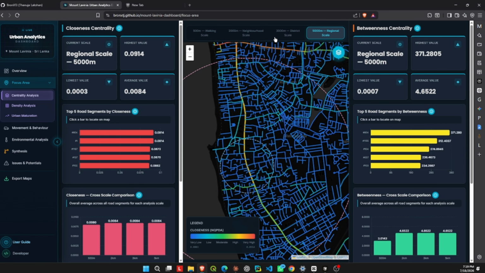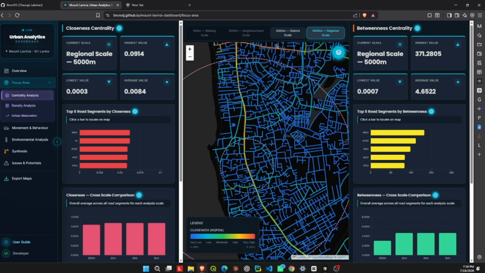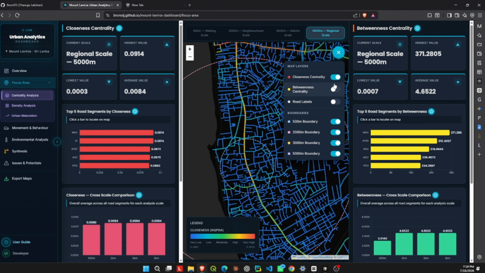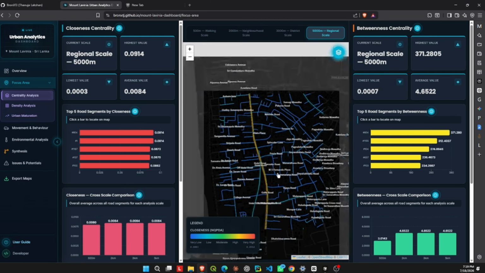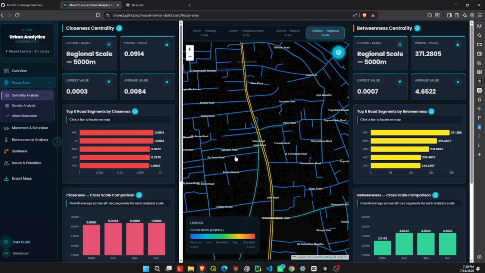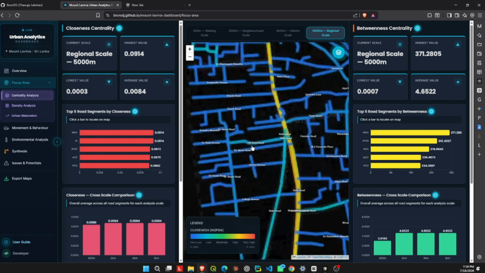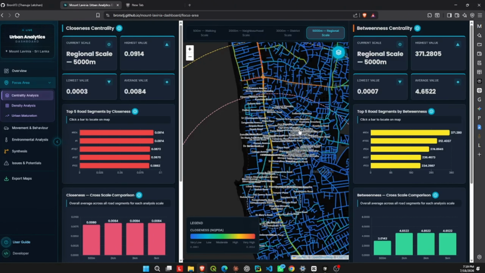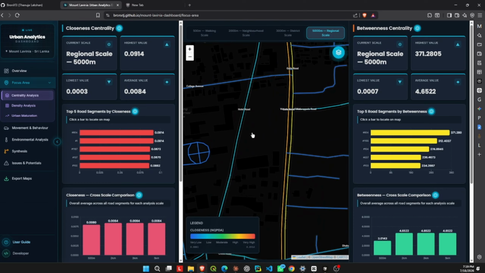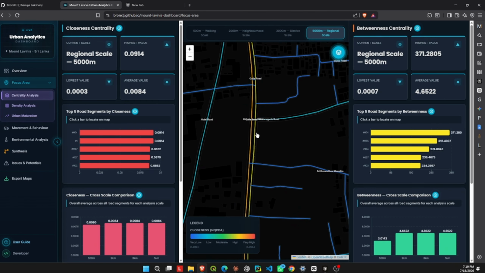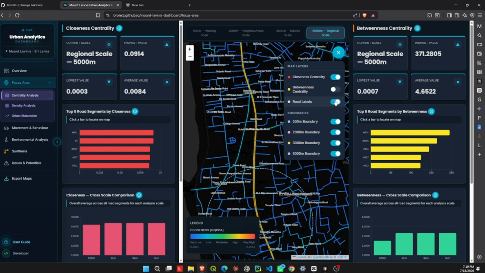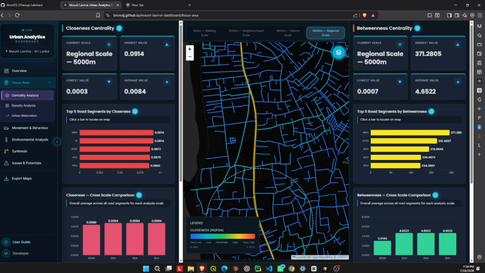So we can change these scales. As you can see here, like the previous maps, you can toggle on and off if you want to see the road labels, so we can get a clear, precise understanding of each road. I didn't include all the road labels, only the important ones, on both sides of the Galle Road. The boundaries are there too. So first, the left panel.